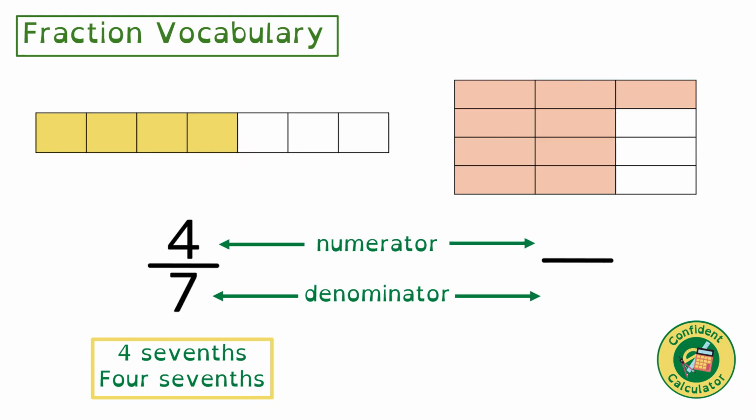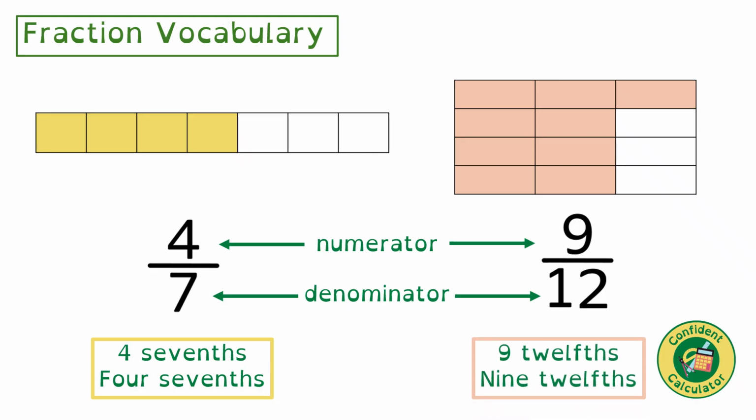Let's try this fraction. There are 12 equal parts altogether, so the denominator is 12. There are 9 equal parts highlighted. We have 9 parts, so the numerator is 9. This fraction is 9/12.